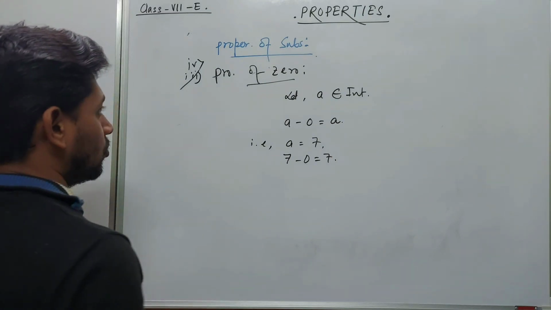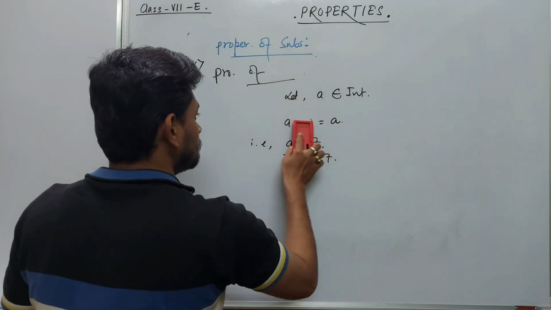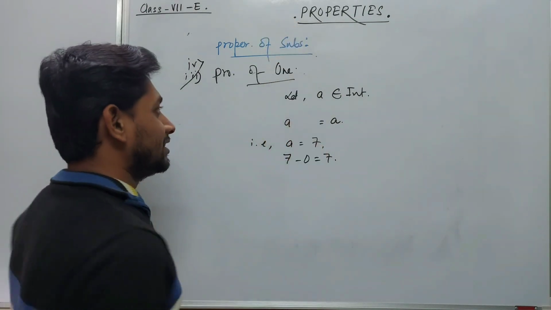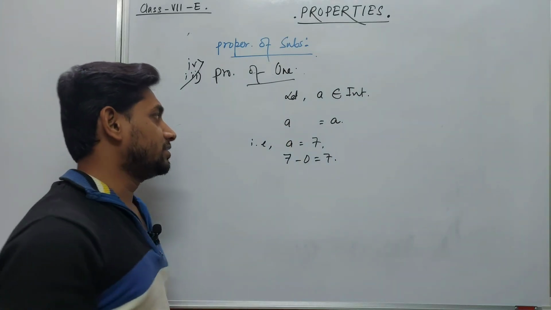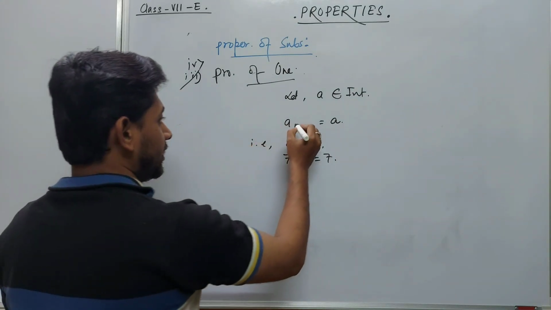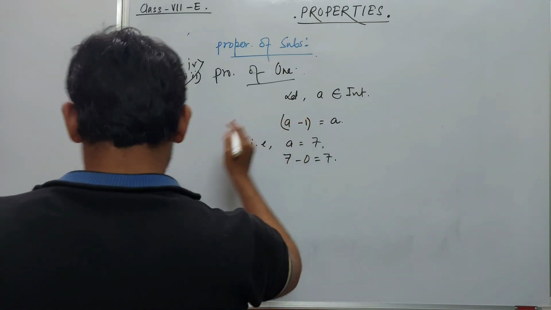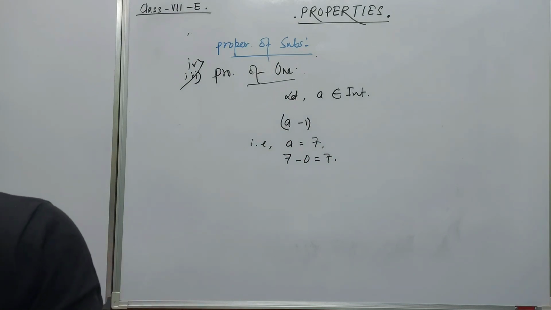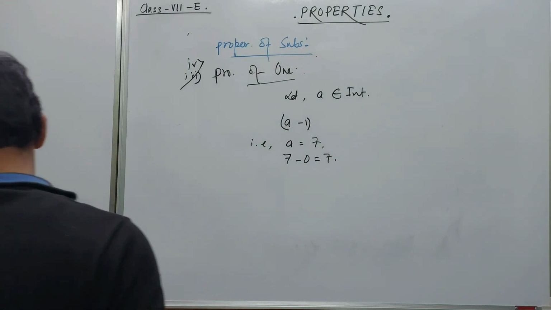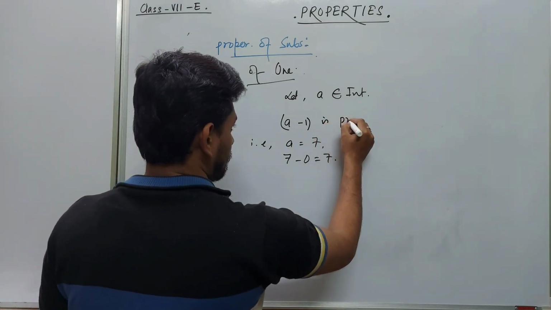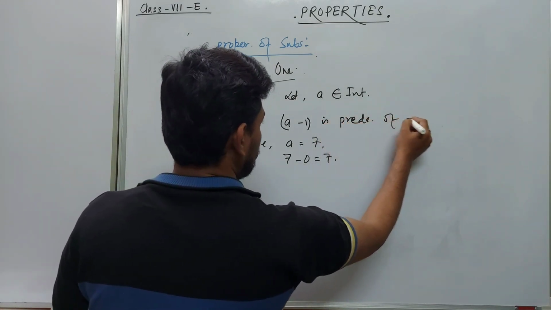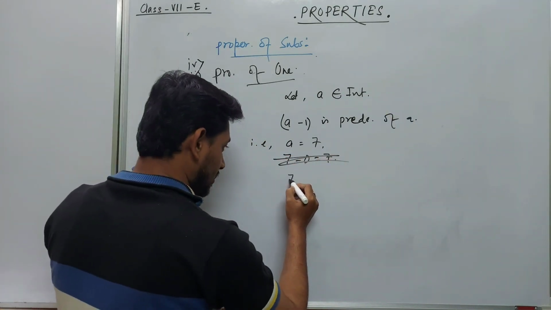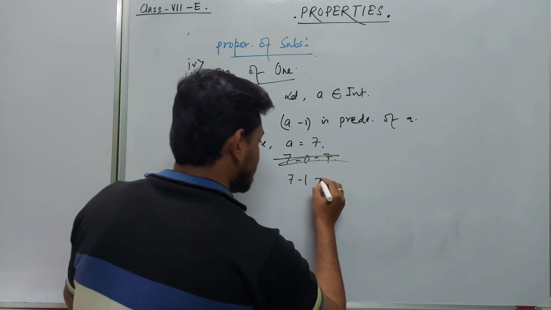Next, property of 1. Similarly, let A belong to an integer, then A minus 1 is the predecessor of A. For example, A equal to 7, then we can write 7 minus 1, that is 6.